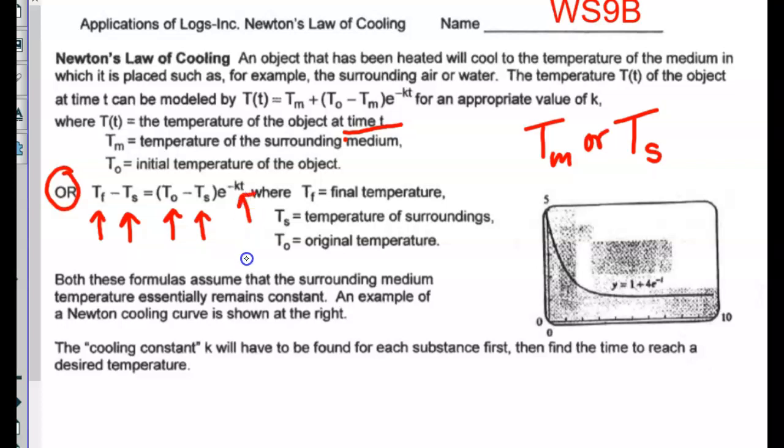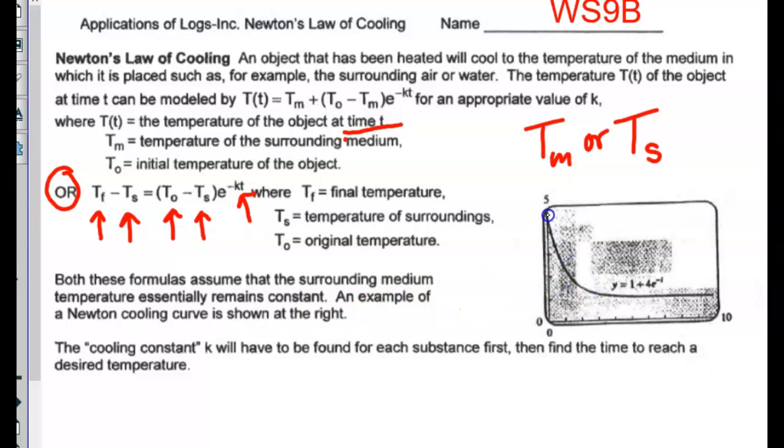What they're going to do is they're going to give you an initial set of information to help you find k, and then you're going to use k to plug it back in and make a prediction. Okay? Now, it says both of these formulas assume that the surrounding medium temperature essentially remains constant. An example of a Newton's cooling curve is shown at the right.